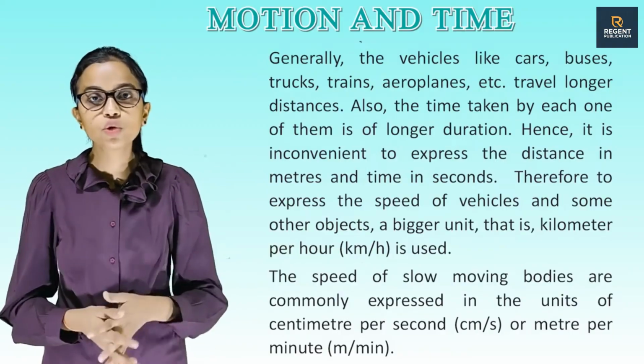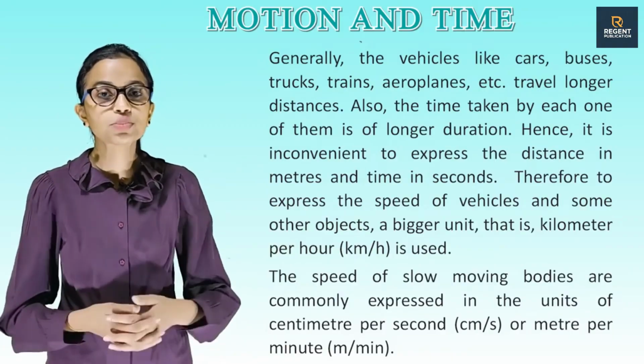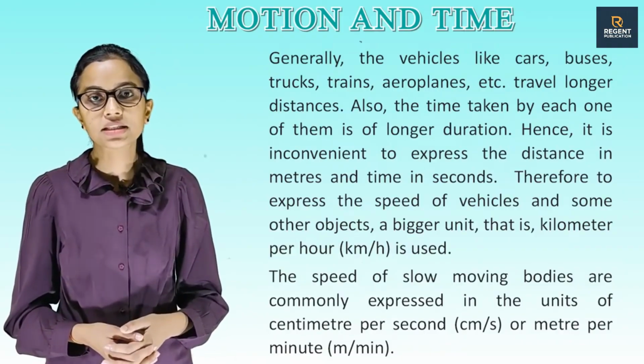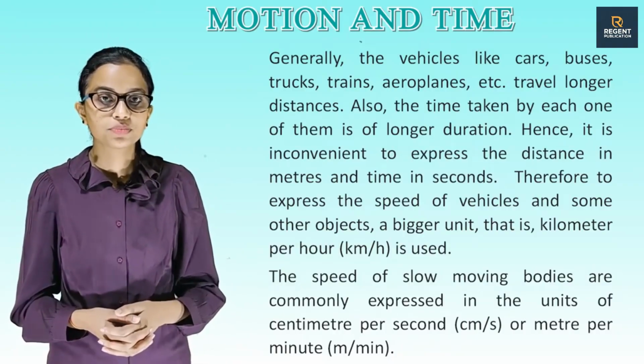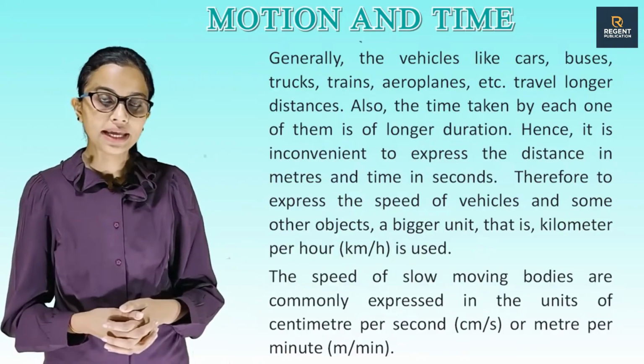used. The speed of slow moving bodies is commonly expressed in the units of centimeter per second, that is cm/s, or meter per minute, that is m/min.